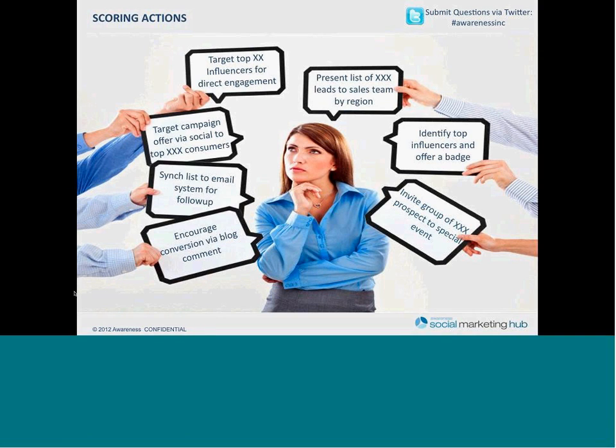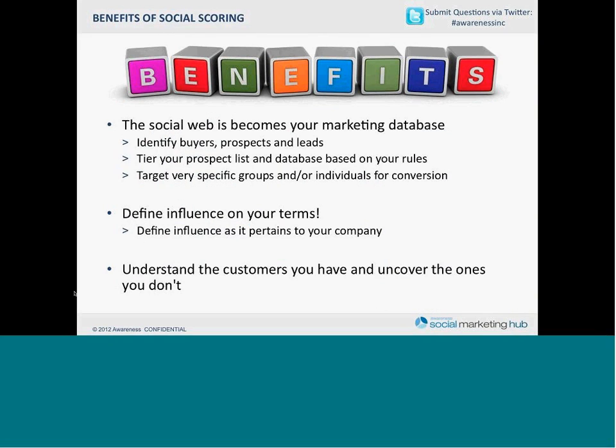The important part to take away is these lists can be as broad as the entire web, or as detailed as you want, depending on how many criteria you're including in how you prospect, number one, and then how you score those people. Now, the outcome of this is huge, and this first one has been gigantic internally for us, as well as a lot of our clients and a lot of the folks I work with who have adopted social scoring. The social web essentially becomes your marketing database.